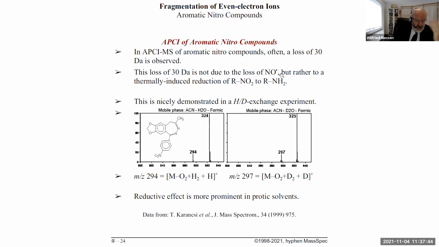Well, in 1997 or so, one of my former colleagues approached me and said, well, I have this aromatic nitro compound, I do APCI, and I see this loss of 30 in the MS spectrum, and I did MSMS on the M plus H, and the M plus H minus 30, and assuming that the minus 30 is the loss of NO dot, I cannot explain at all what is going on in the fragmentation of the compound.